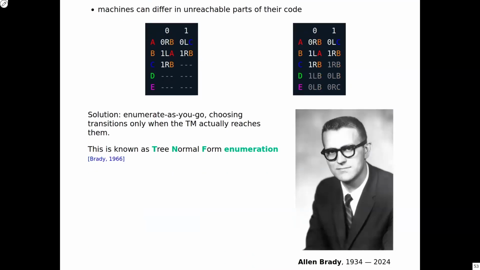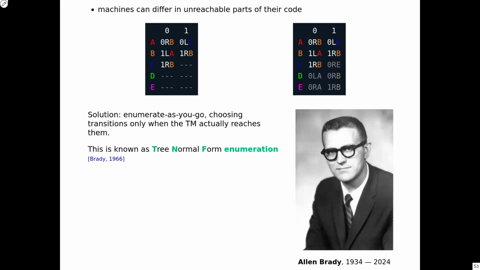And the solution to this problem was first suggested by Alan Brady with, is it BB4? Yeah. No, even before that, he was working in competition to solve BB3 with another team. Well, the other team won, but he introduced the algorithm of that one in his PhD thesis.